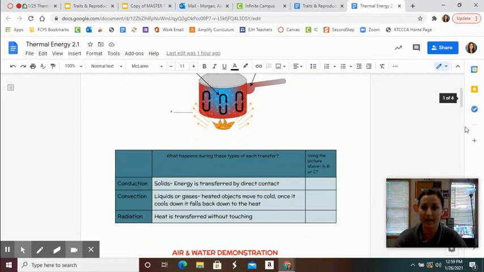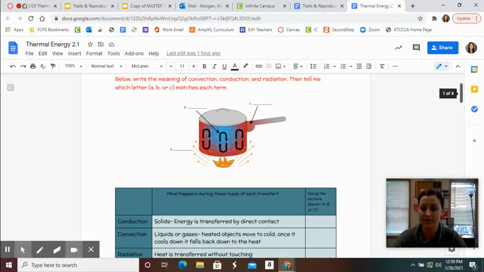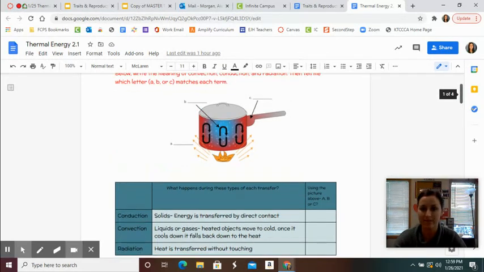Conduction is what happens when heat is transferred by contact, and that usually happens through solids. The example up here would be C, how when you are cooking with a pot, that heat is transferred up the handle. Also, if you're cooking pasta and you leave the metal spoon in the pot, that heat will transfer up the handle and you go to grab it and it's hot, and you burn yourself.